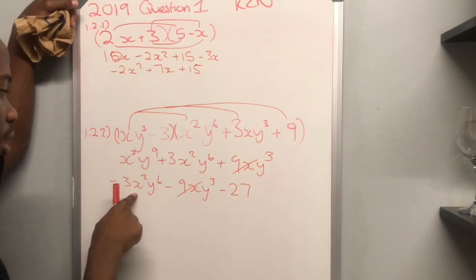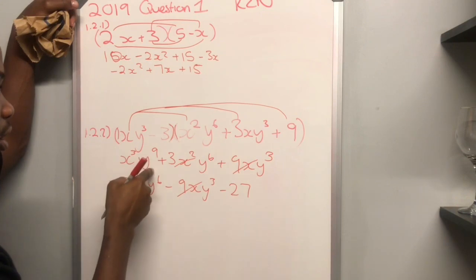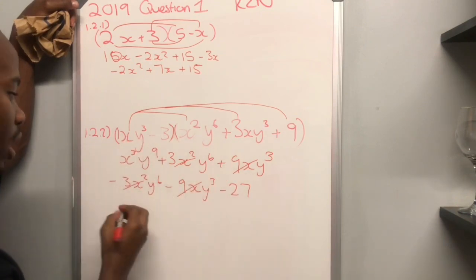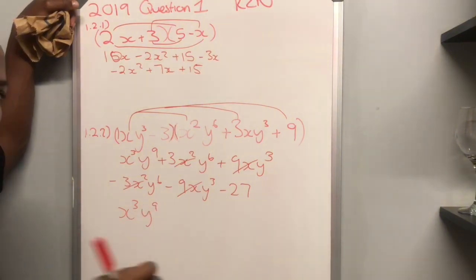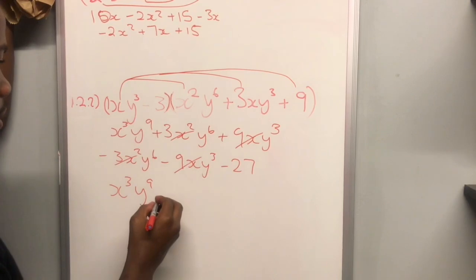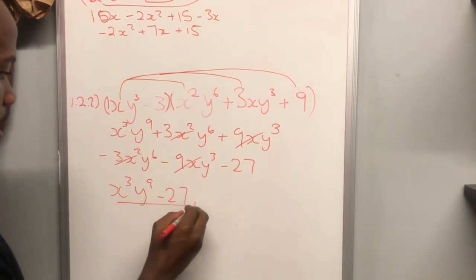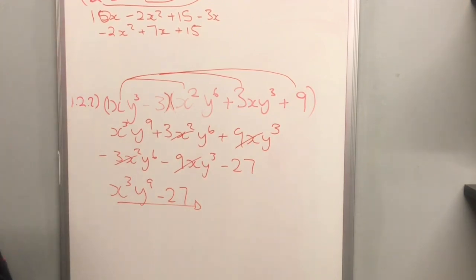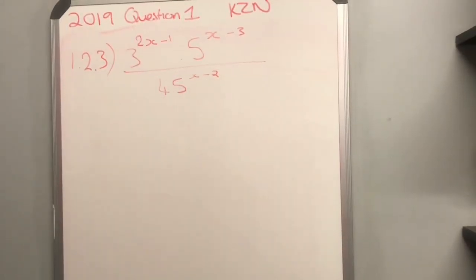What is the like term of this? It's this. They cancel each other. What are you left with? This, because it has no other like term. X cubed y 9 minus 27. We're done, and then stay tuned for the last one in 1.2.3. The last one for KZN question 1.